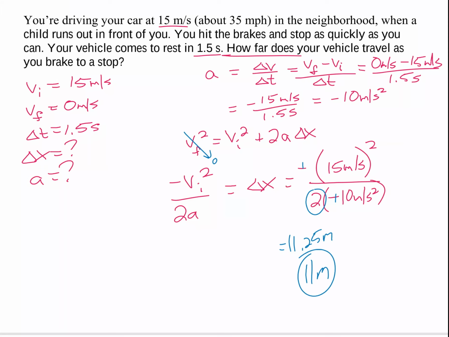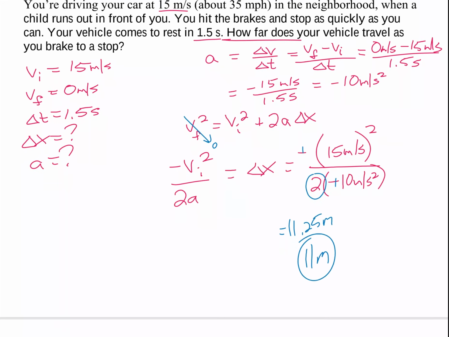That's a lot. If a kid runs out in front of your car, you're going to hit him. And that's why neighborhood speed limits are not 35 miles an hour. It does not take you just 35 feet. If you're going 35 miles an hour, it takes you a while to stop. Plus, you've got reaction time, so it's even worse. That's how you do those problems.